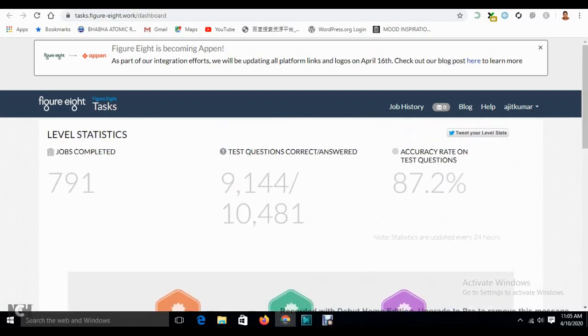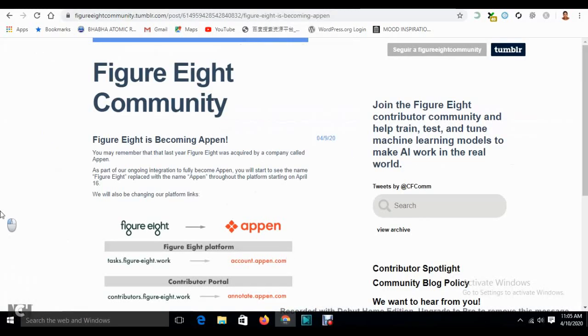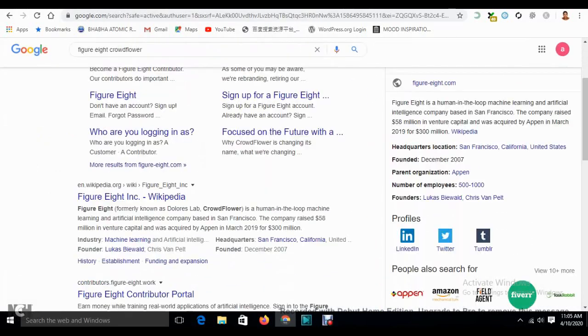Now I will say what the importance of this is. This is the Figure 8 community portal. Something about Figure 8 that you will be interested in: it works in machine learning and artificial intelligence, a technology that is in a big boom nowadays. It is located in San Francisco, and it was a company with $58 million in capital. In March 2019 it was acquired by Appen, a $300 million company. Figure 8 was founded in December 2007.